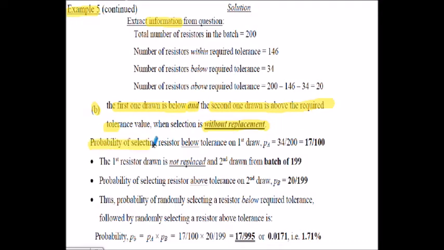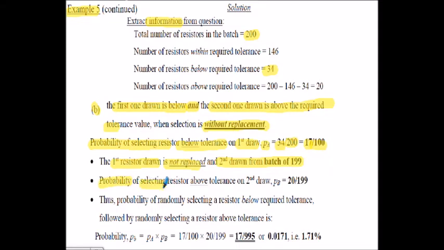So the probability of selecting a resistor below tolerance on the first draw, PA, is 34, the number of resistors below the required tolerance, divided by the batch size, which is 200. That cancels to a probability of 17 upon 100. The first resistor that was drawn is not replaced, so the second resistor is drawn from a batch size of 199 now.